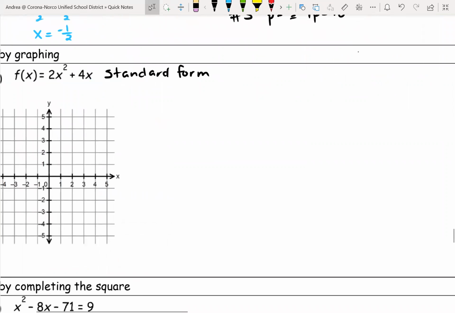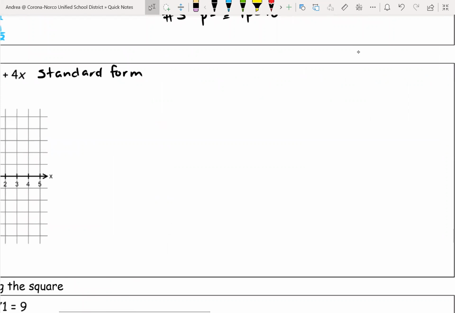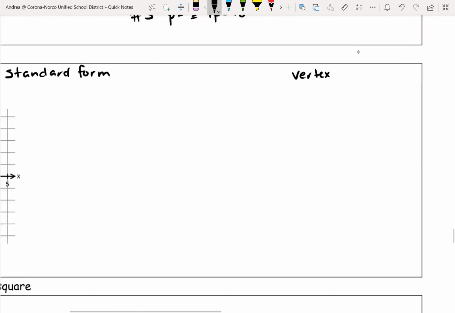There's also vertex form, which I hope you guys can graph in. And that's our f of x equals a times x minus h, the whole thing squared, plus k. And your vertex is h and k. Okay, hopefully you guys can graph in vertex form. Graphing in standard form is a little bit more complicated.